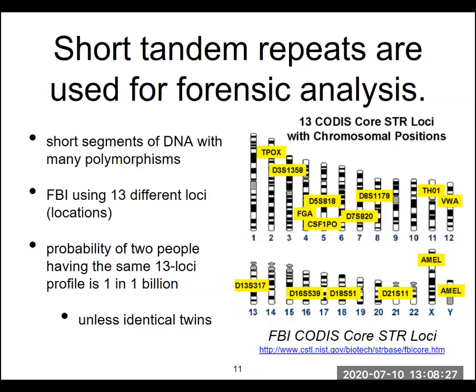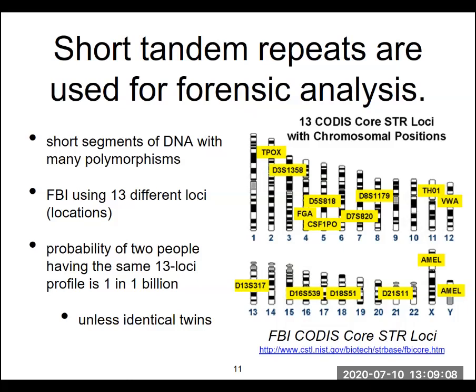And so these short tandem repeats are going to be short segments of DNA that have many, many different polymorphisms. Individuals have between 1 and hundreds or thousands of copies of this. They can go through and study these polymorphism patterns and, based on statistics, determine how likely it is that two individuals would have the same pattern. The FBI uses 13 different locations within the chromosome molecules that they're looking at, and at these 13 different locations, there's a lot of polymorphism.